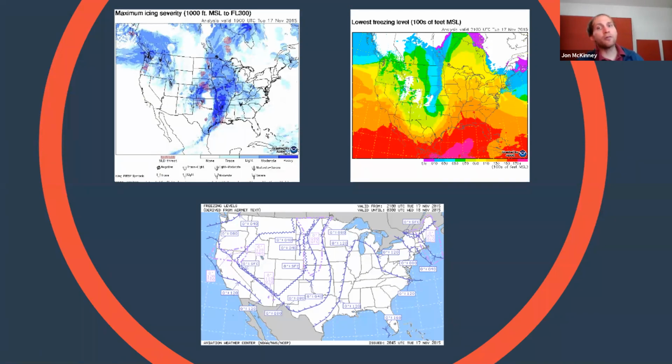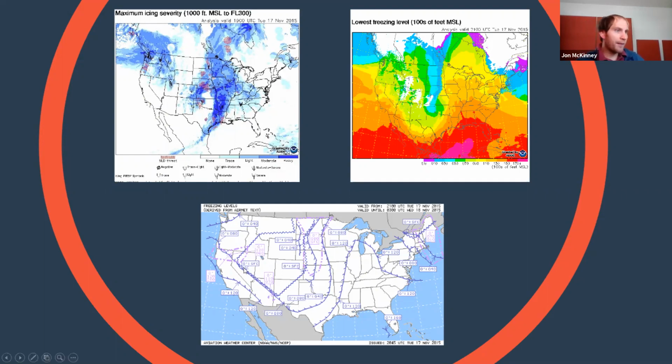Again, these are graphics that are designed to aid in situational awareness. They are not your primary flight planning tools. Your primary flight planning tools should be the AirMet, SIGMET, convective SIGMET. And with that, I tell you that when you get AirMet Zulu, when you get SIGMET Zulu for icing information, yes, it will include freezing level information.